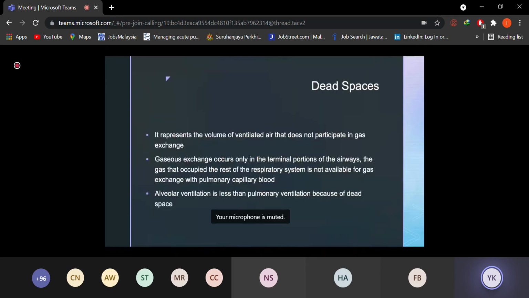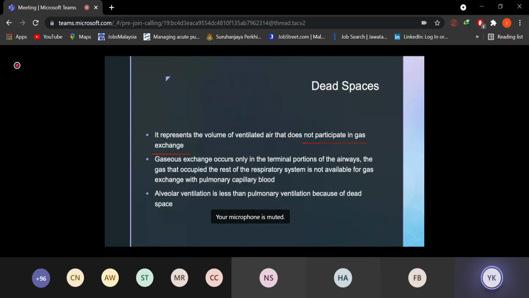So next is dead space. We have a few dead spaces here. It represents the volume of the ventilated air that does not participate in the gas exchange. Then you question, hey, how come there is air that does not participate in the gas exchange?